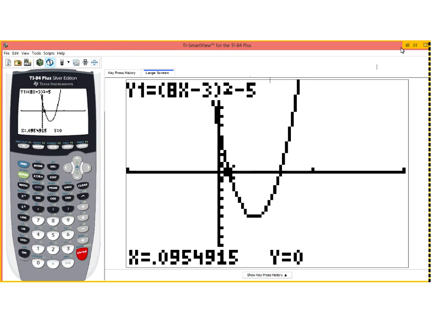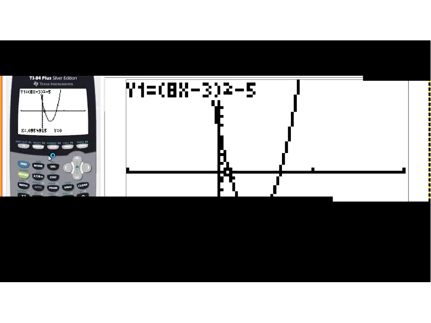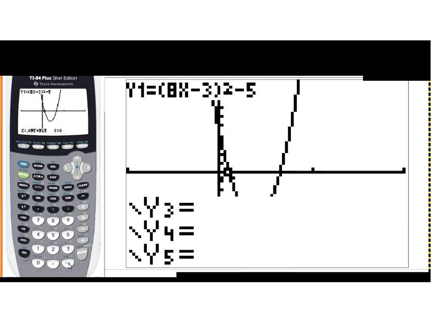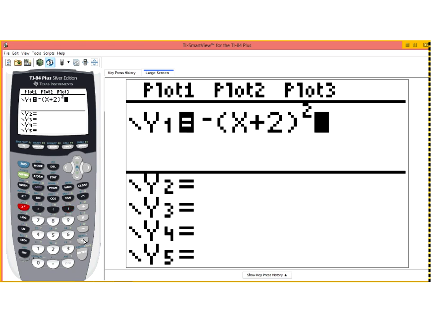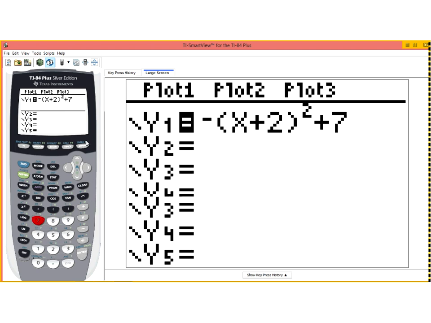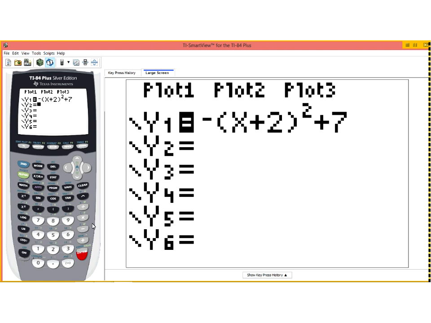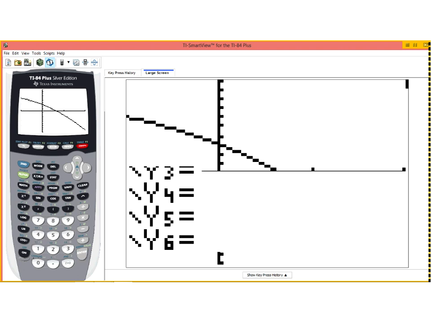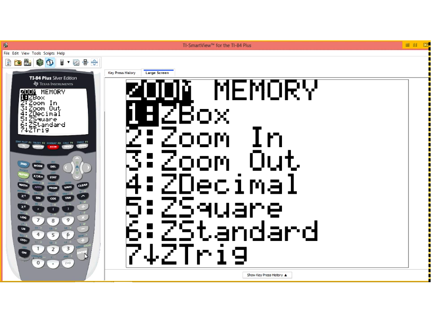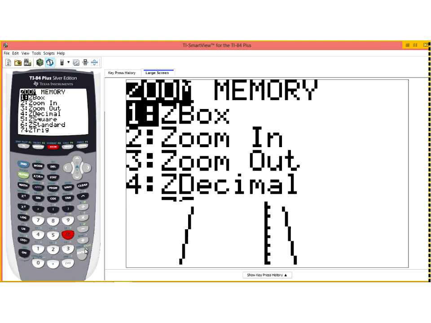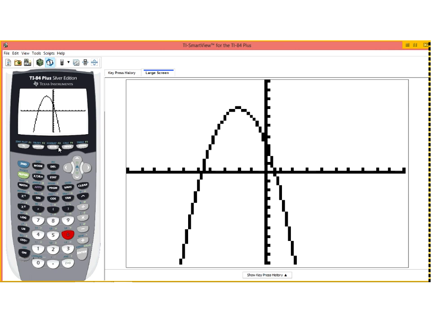So it's always good to verify. So we go back to our graph, and we do -(x + 2)^2 + 7. We graph that. Okay, it looks all funky, but remember I changed the window last time. So I go back to Zoom Standard. Opens down, that's good because it's negative.